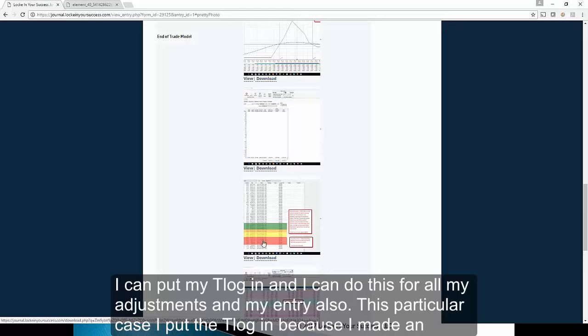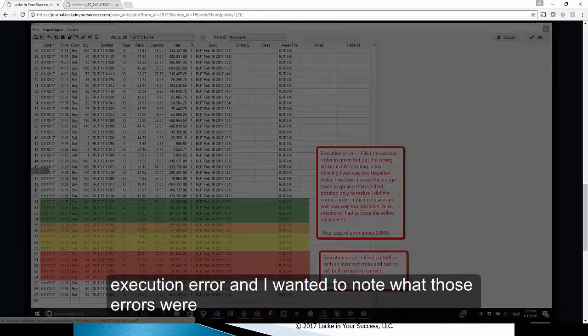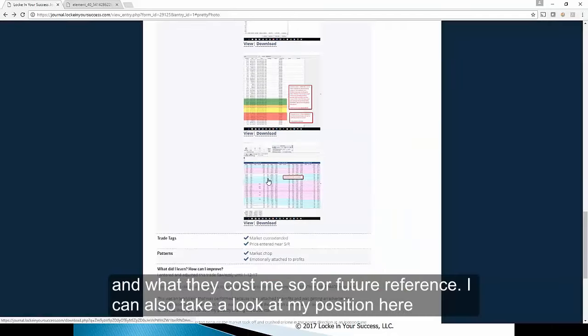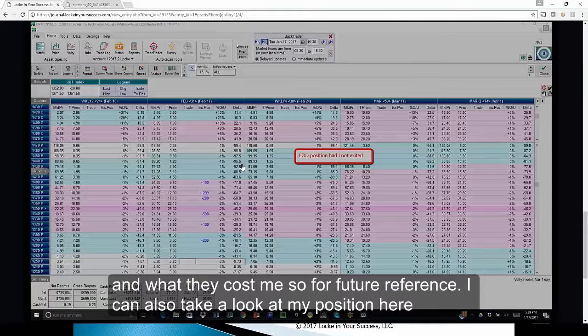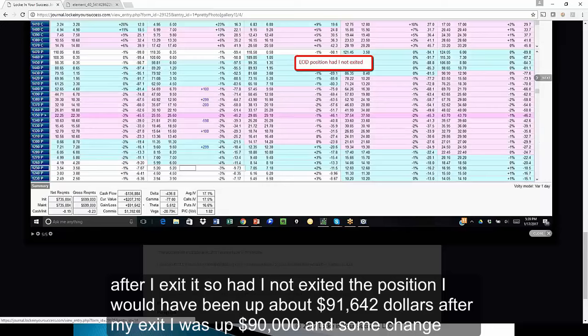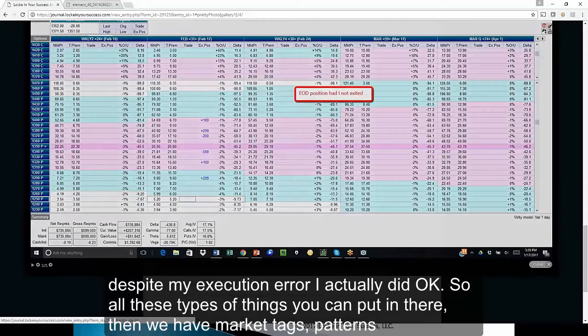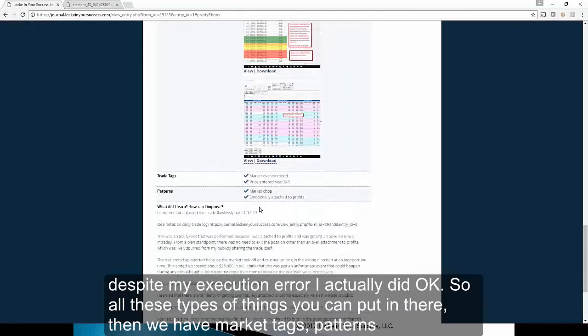In this particular case, I put the T-log in because I made an execution error, and I wanted to note what those errors were and what they cost me. So for future reference, I can also take a look at my position here after I exited it. Had I not exited the position, I would have been up $91,642. After my exit, I was up $90,000 and some change. So despite my execution error, I actually did okay. So all these types of things you can put in there.